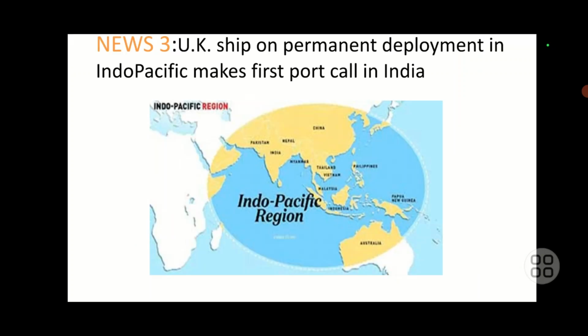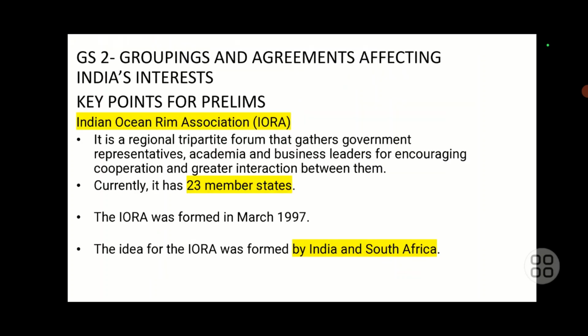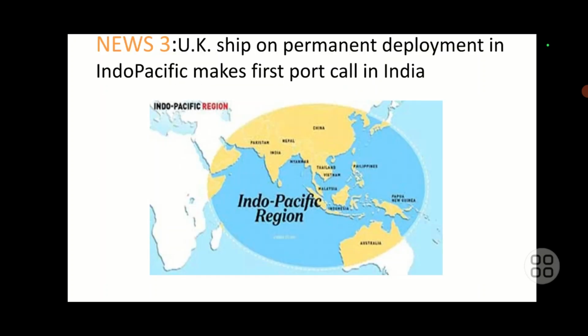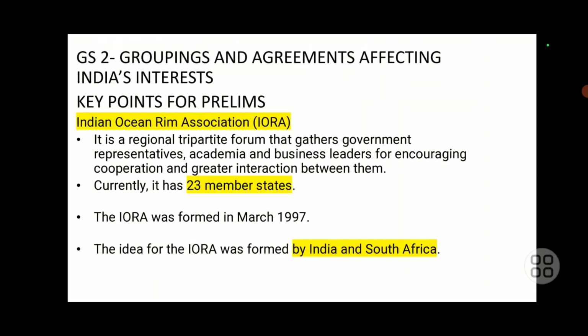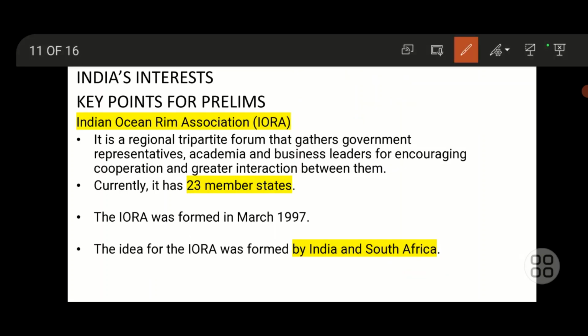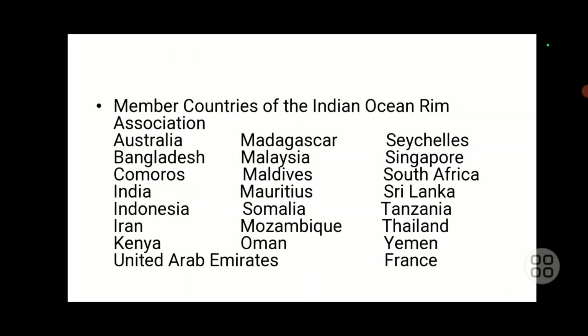The next issue is the UK ship on permanent deployment in the Indo-Pacific making its first port call in India. All you need to know about the Indo-Pacific region, map also. Along with that, for prelims you need to know IORA, an important international institution. The Indian Ocean Rim Association is a regional tripartite forum that gathers government representatives and business leaders. Currently it has 23 member states. The idea was formed by India and South Africa, so India is the origin. You need to remember these member countries for prelims.